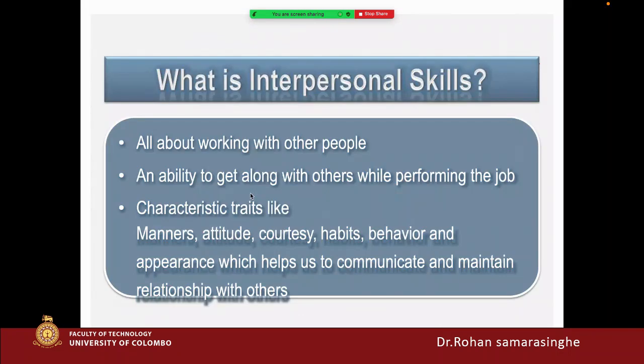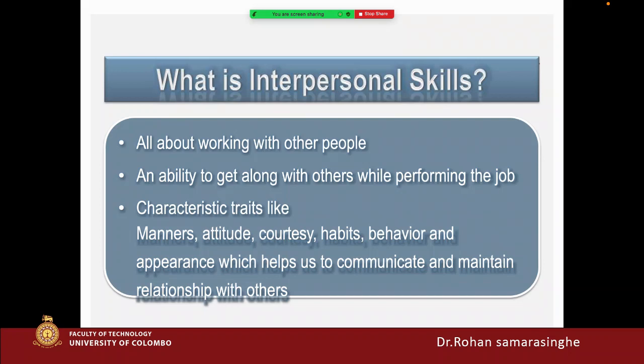The interpersonal skills are actually all about working with other people. Interpersonal skills are an ability to get along with others while performing the job. When you go to the industry, especially ICT and others, you have to work with people as a group, or work in a project. A project consists of a group of people. So you have to work with others. You have to have this.